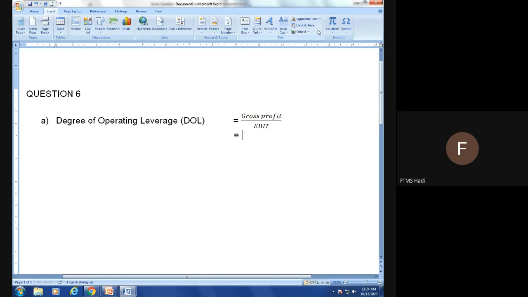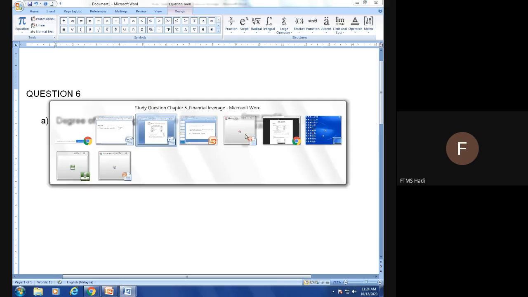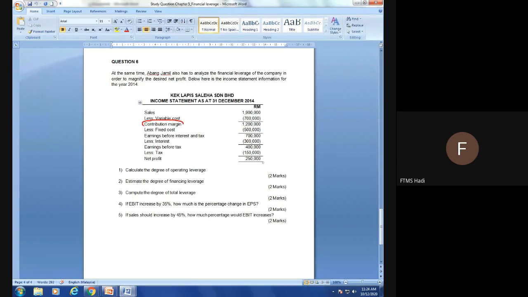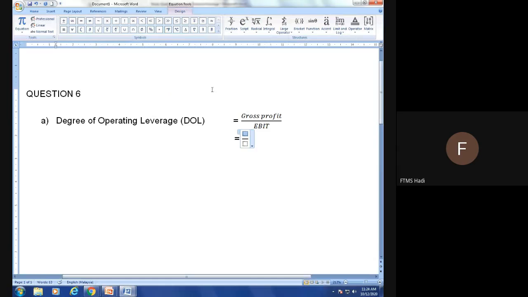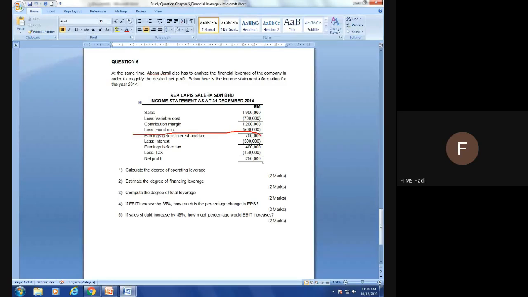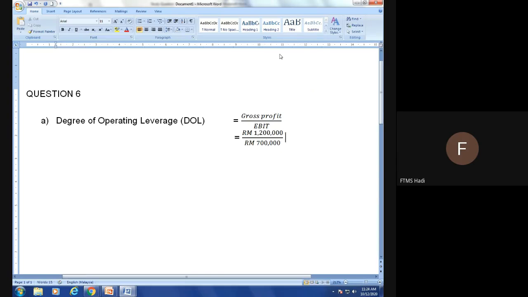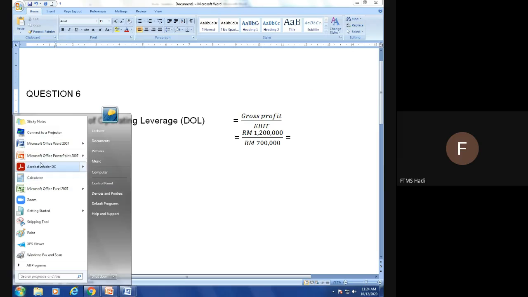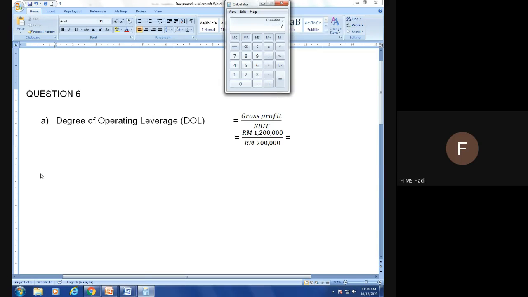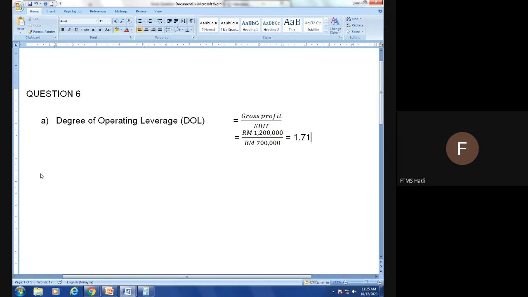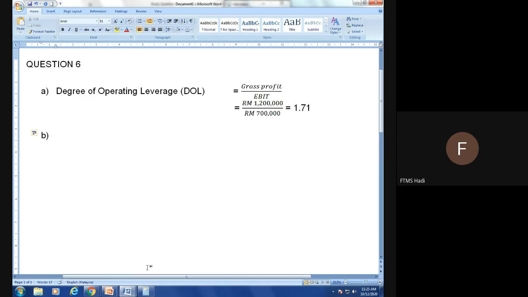Okay, in this question, gross profit, the other name is contribution margin, is 1,200,000. EBIT, which is earnings before interest and tax, you already have here, 700,000. If you press the calculator, the answer will be 1.7, in 2 decimal points only. There is no specific unit. That is the first part, the degree of operating leverage.